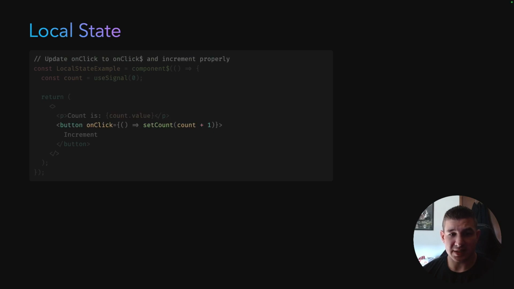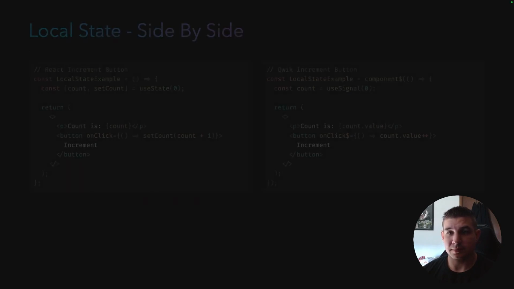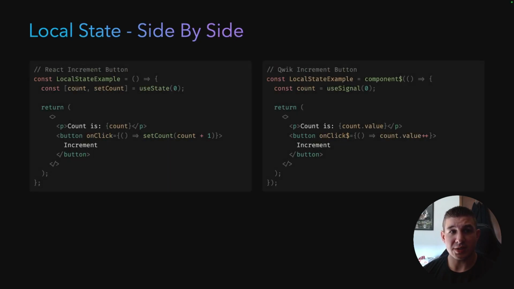To update the value of a signal, we are using onClick$ and are incrementing the value of the signal directly with count.value++. Here is the final Qwik component. Here's our side-by-side of the difference between a React and a Qwik component.